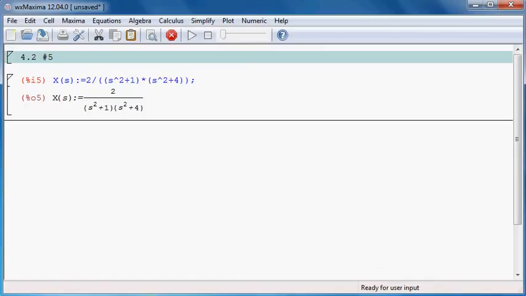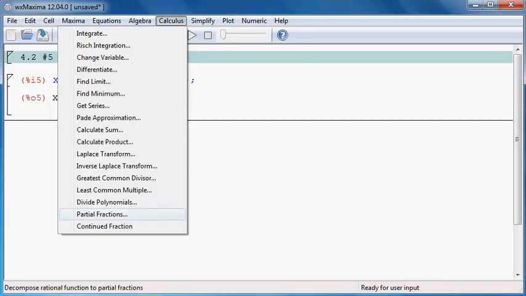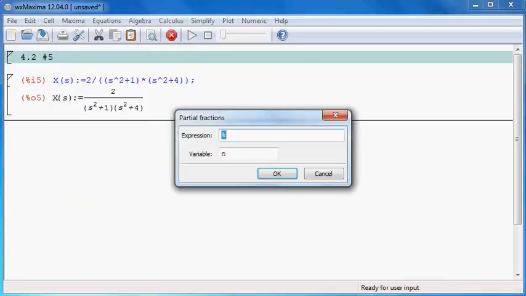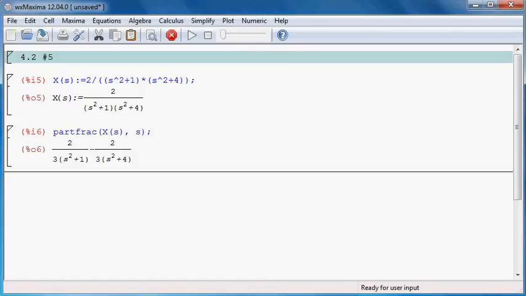All right, so of course you can do it by hand, but there's a way to find the partial fractions on Maxima. So if you go to calculus, there's a partial fractions option here, so you click on that. Then you just put capital X of s. And the variable is of course s, so I have to change that to s. Then click OK. All right, so you can see the partial fractions, and now I can see that this is going to be 2/3.